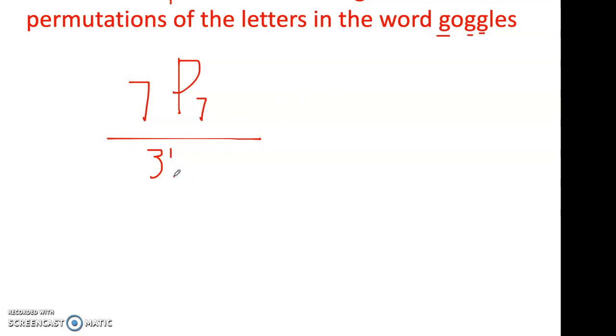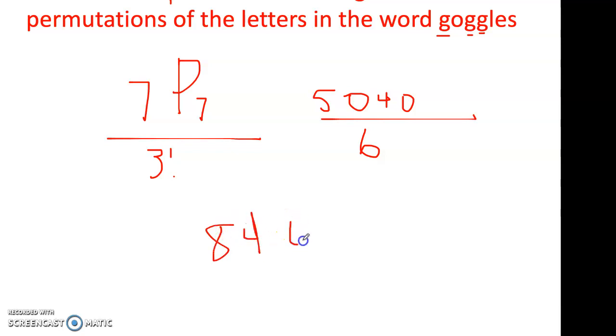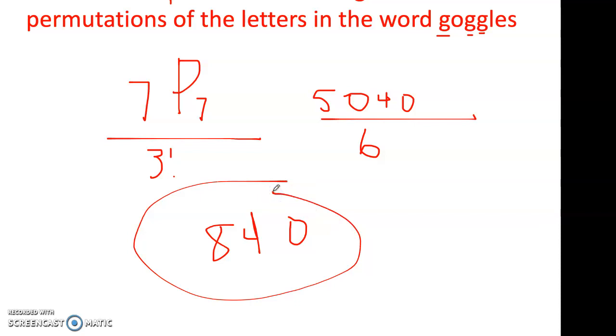So 7P7 would give us 5,040. 3 factorial gives us 6. So our final answer is going to be 840 options, which I'm sure you're okay with me not writing out all those options here.